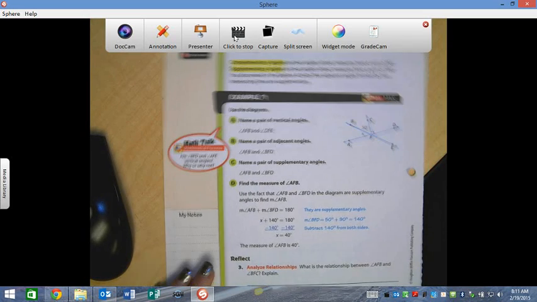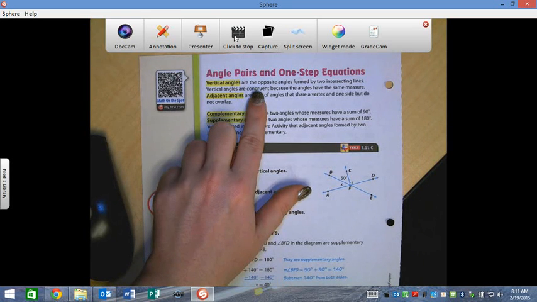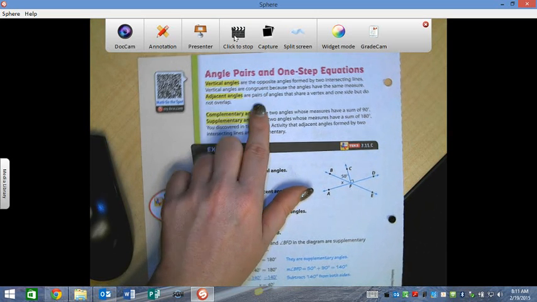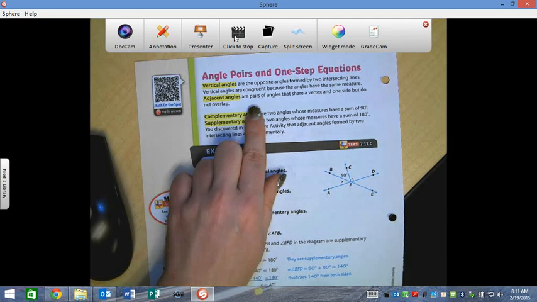It says, vertical angles are opposite angles formed by two intersecting lines. You should be familiar with these vocabulary words. We did an entire unit of work on vocabulary words. Vertical angles are congruent because the angles have the same measure. Adjacent angles are pairs of angles that share a vertex and one side but do not overlap. And we'll get more into examples of those.